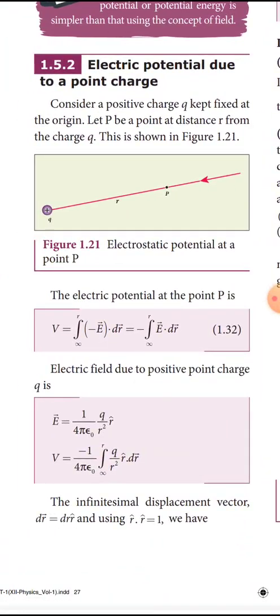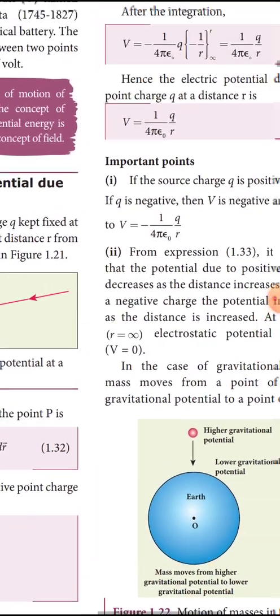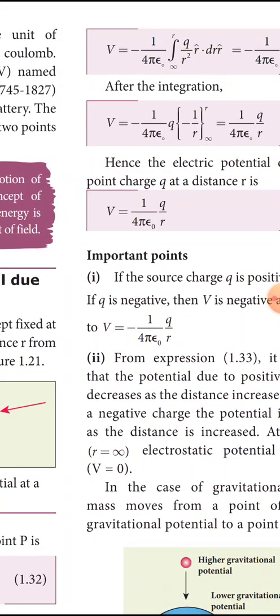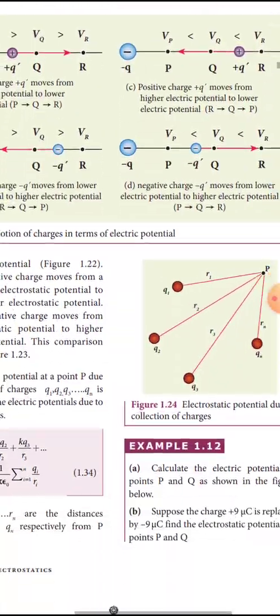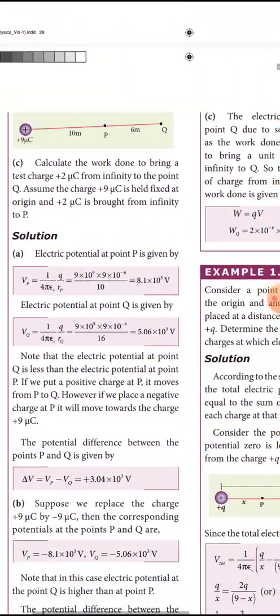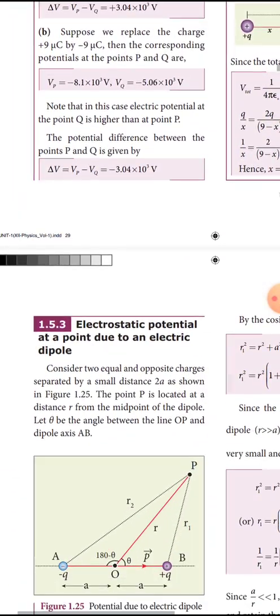And next, electric potential due to a point charge. So you have to derive this equation: V is equal to 1 by 4 pi epsilon naught into Q by R. And these are the example problems.